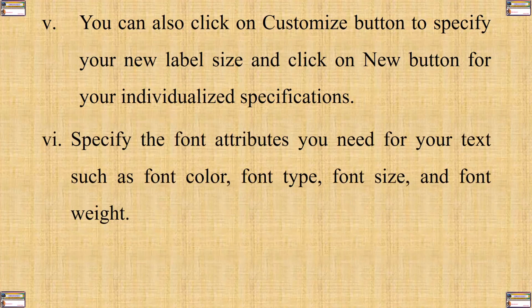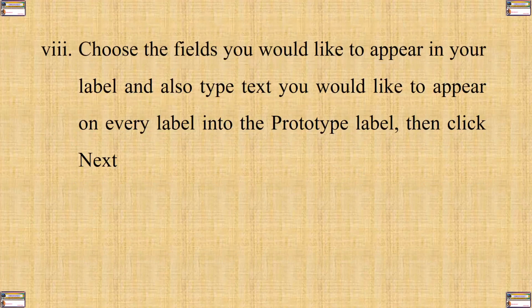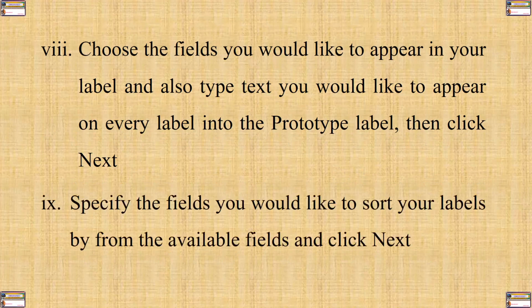Then you specify the font attributes you need for your text, such as font color, font type, font size, and the font weight. You also specify whether to italicize and underline your text, and then you click Next. You then choose the fields you would like to appear in your label, and also type text you would like to appear on every label into the prototype label, and then you click Next. You can specify the fields you would like to sort your labels by from the available fields, and then you click Next.